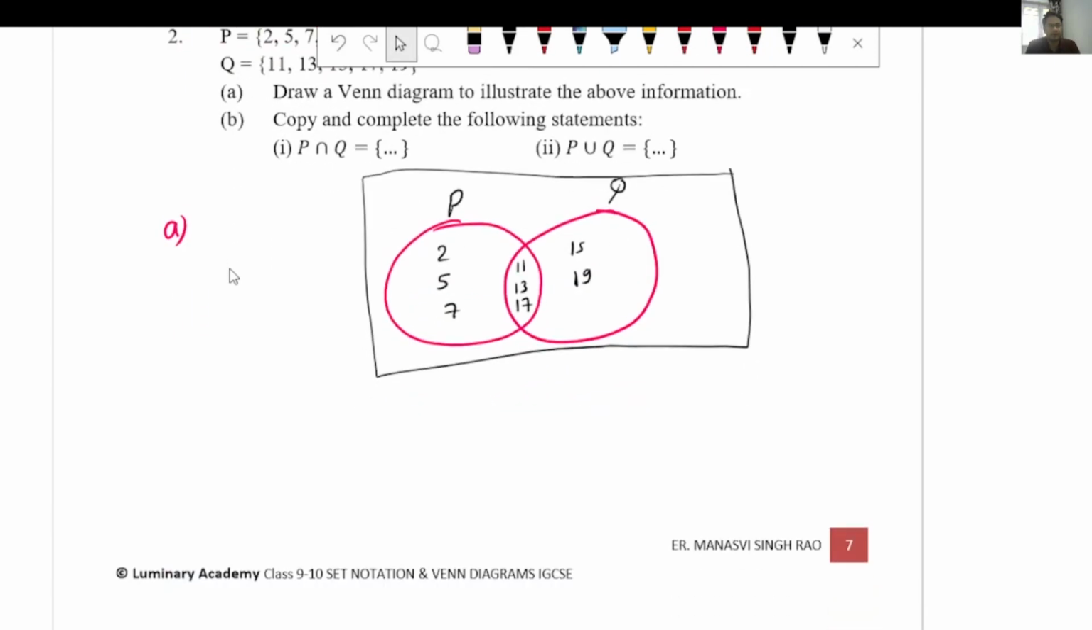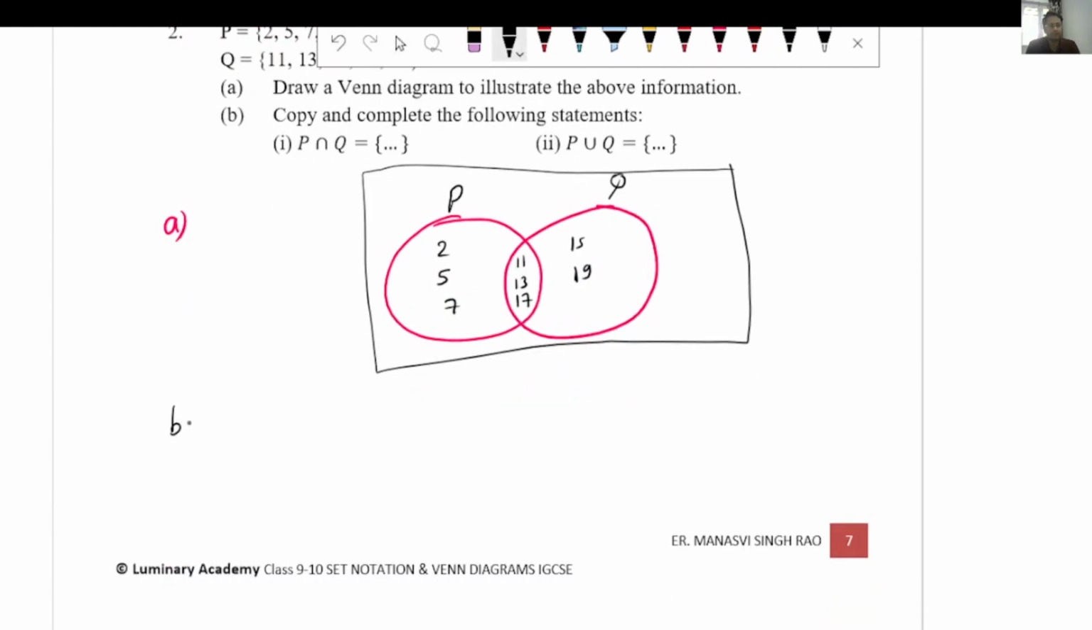idea, right? Now in the B part, you need to show the first part, P intersection Q. What you need to write? In the P intersection Q, you already know that it is a common part. So this is the common part between these two. So this will be your answer. So I'll be writing the numbers as 11, 13 and 17, right?